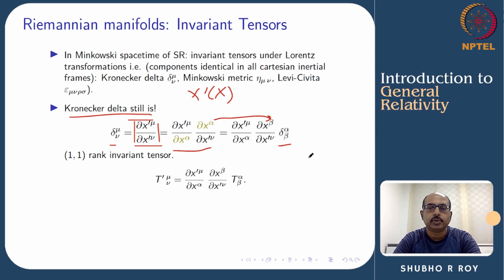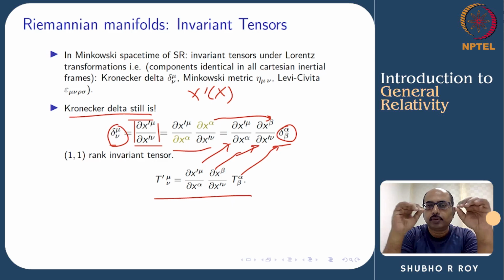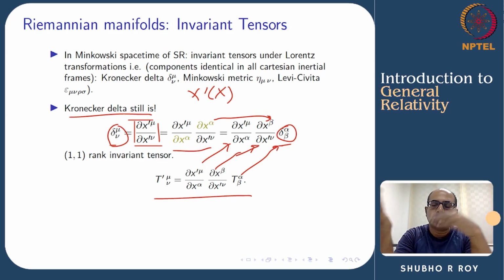Now, if we do this and we carefully look at what the right hand side looks like, it looks like the tensor transformation rule for a rank 1,1 tensor. Right? You have the component, and then we have two factors of the Jacobian. One factor of the Jacobian and the other factor of the inverse Jacobian, exactly the same. So this tells us that A, Kronecker delta transforms like a tensor, and B, it's an invariant tensor because the right hand side component is the same as the left hand side component. Okay, so Kronecker delta survives being an invariant tensor when we go from special relativity to general relativity, that is going from simple Lorentz transformations to general coordinate transformations.